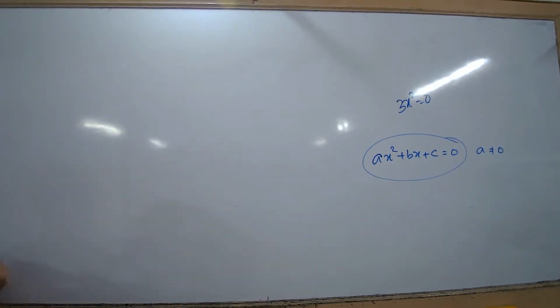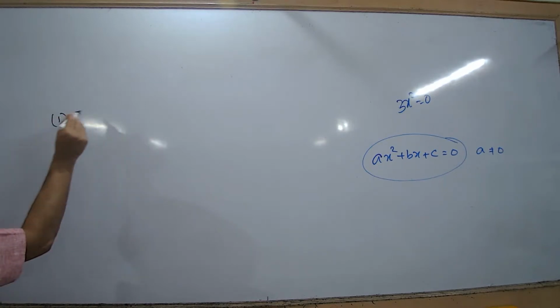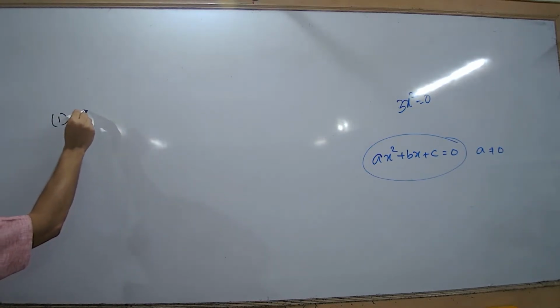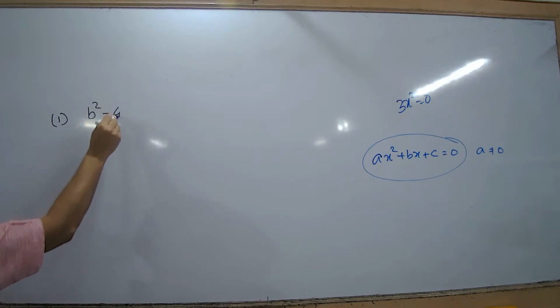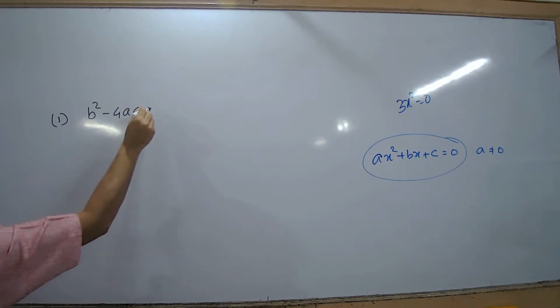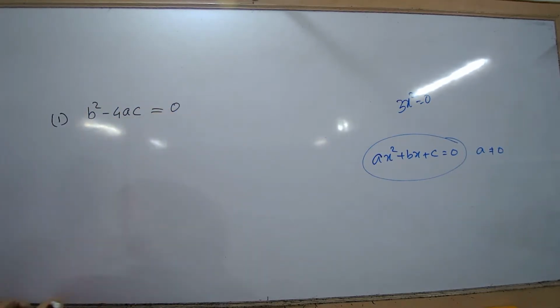Now, first one. If b square minus 4ac is equal to 0, then the roots are real and equal.